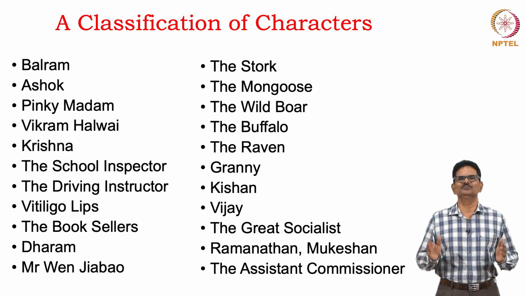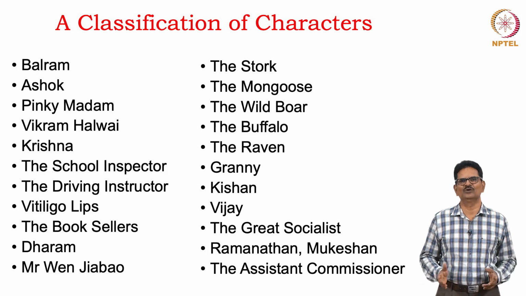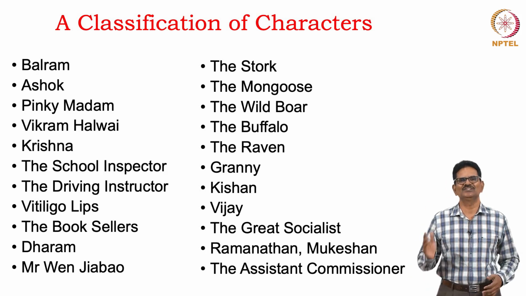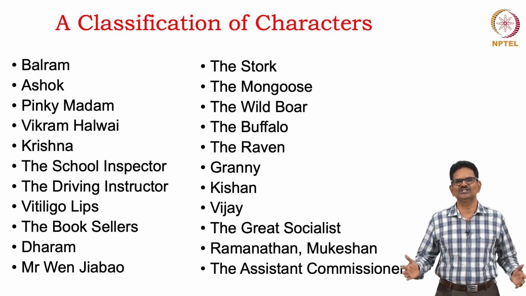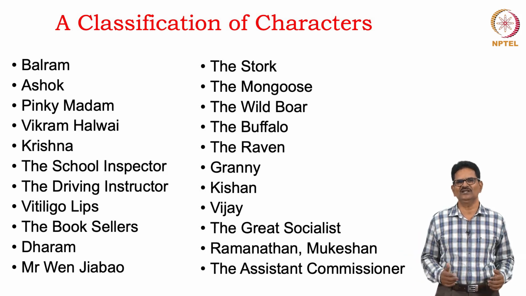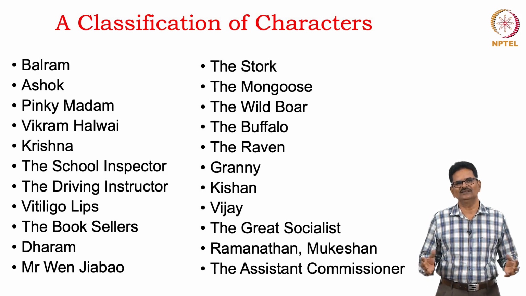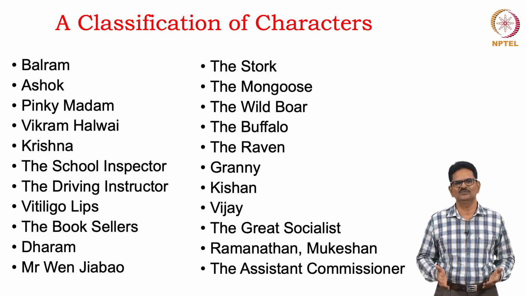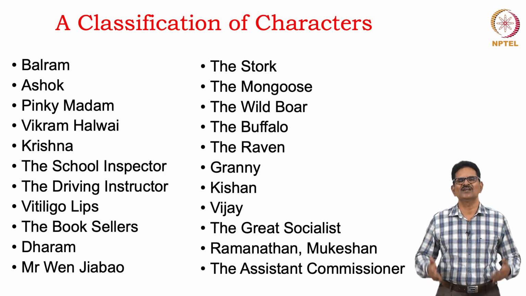The stork, the mongoose, the wild boar, the buffalo, the raven, these are some landlords. Granny, Kishan, Vijay, the great socialist is a political leader. Ramanathan, Mukeshan are bureaucrats, fixers. The assistant commissioner is a police official. All these characters appear in the novel. They have some role to play and to shape the life of Balram Halwai, the protagonist of the novel.